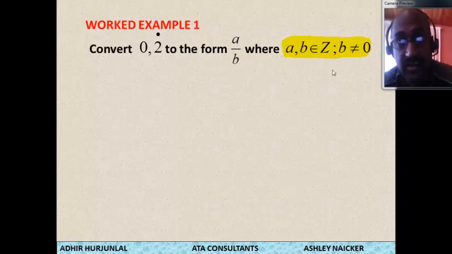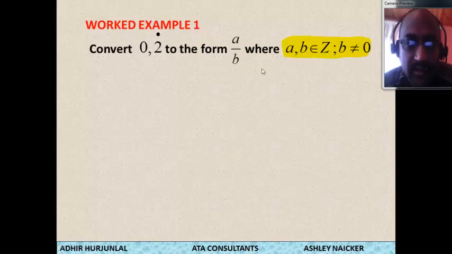I cannot end up with an answer of 1,5 over 2. No, both have to be integers. And B must not equal 0. B not equal to 0. Why have we got that restriction where B must not equal 0?